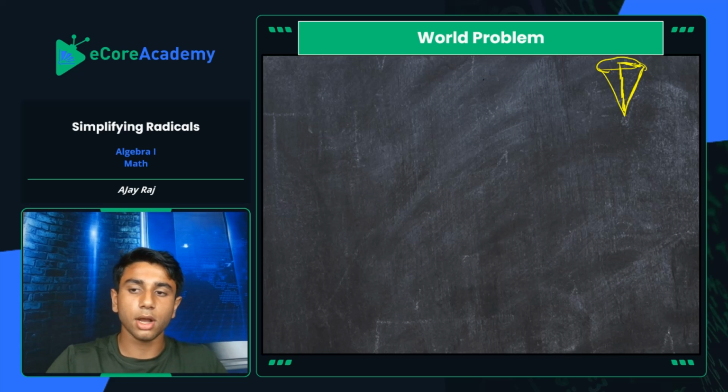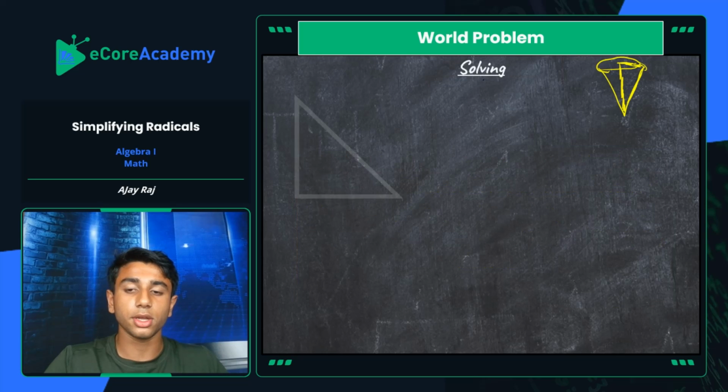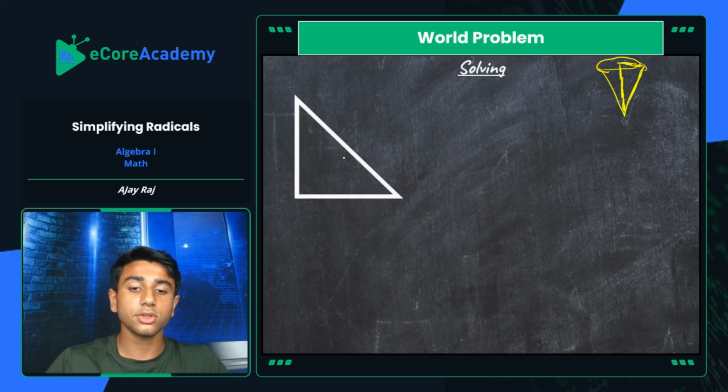So if we go back to the problem, we see that the cone height is 7 times the radius, essentially. And obviously, the slant height is equivalent to the square root of the height squared and the radius squared. So let's start plugging in those values. Essentially, we're given our radius here. It's going to be this bottom part here. Flipped, it doesn't matter which one it is. This is obviously our slant height. So this is our slant height.